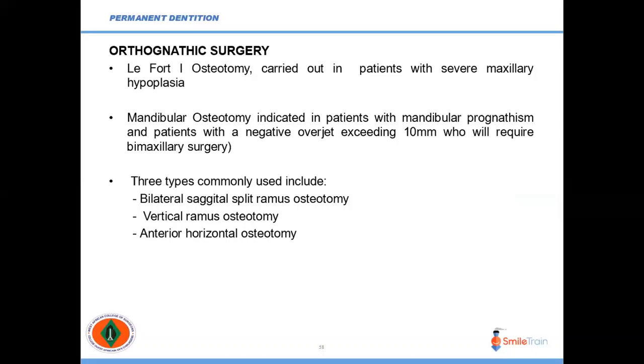So going back to orthognathic surgery, like I said, we're not really allowed to do it, but at least one should have an idea of what it's about. So Lefort 1 seems to be the most common osteotomy done in the maxilla, whereas there are a variety of options in the mandible to set the mandible back in cases where there's a negative overjet exceeding 10 millimeters. You cannot move the maxilla forward more than that.